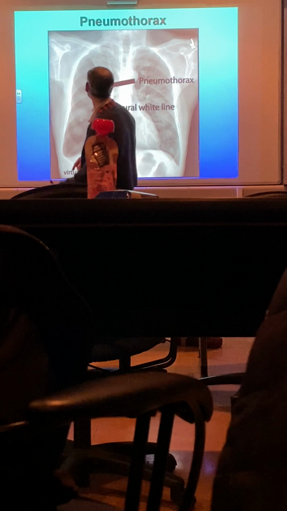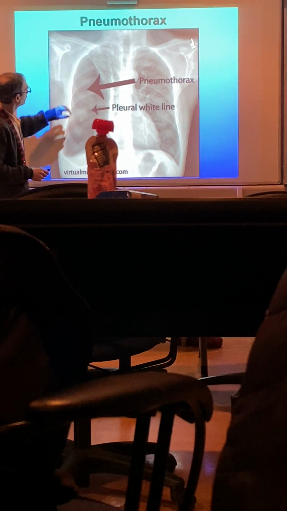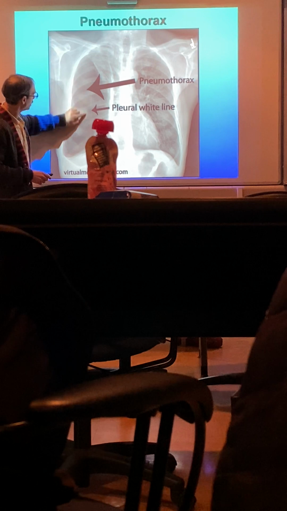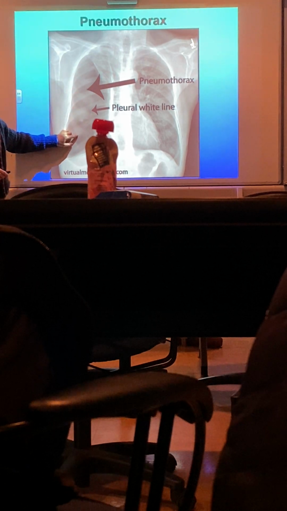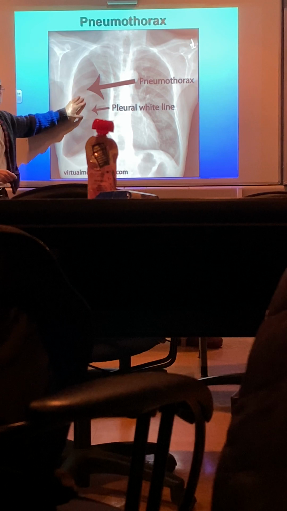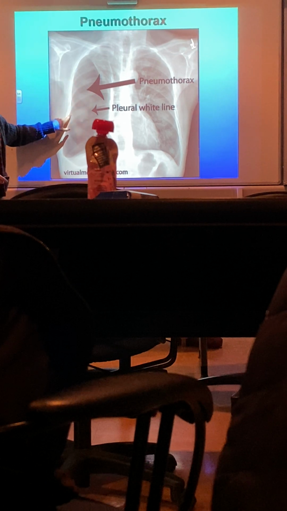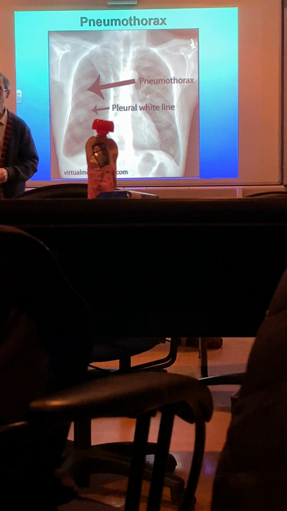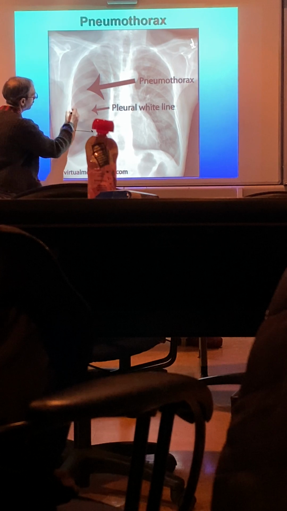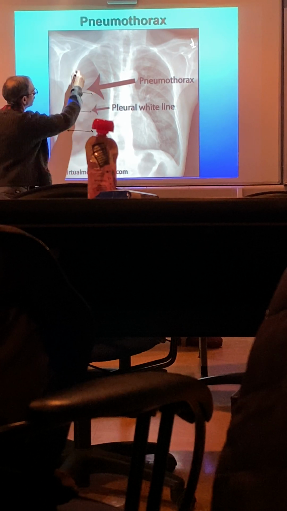Over on the right side, I guess there are some vascular markings up here, but do you see any vascular markings anywhere over here? None. That's because there's no lung here. Where's the lung? You see the outline of the lung here. It's pulled away from the wall. This lung is collapsed. It's recoiled under its own elastic structure. And all of this part of the thorax is now filled with air. This is an example of a pneumothorax.